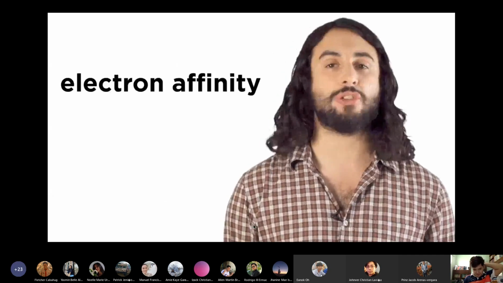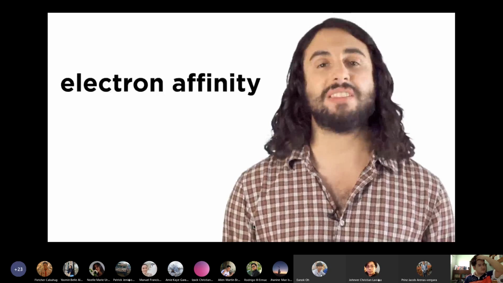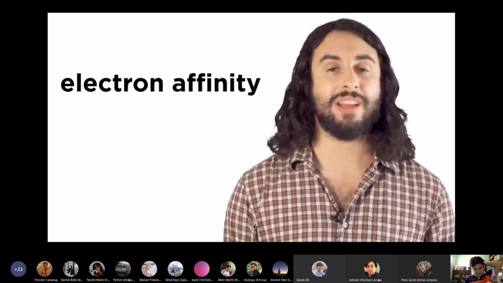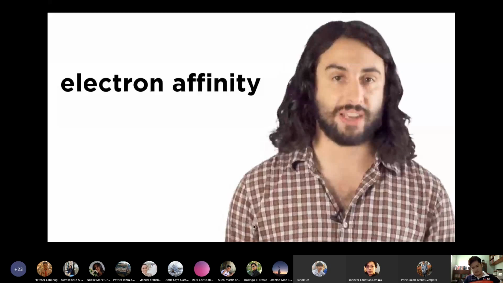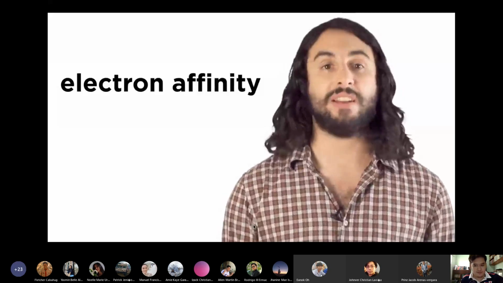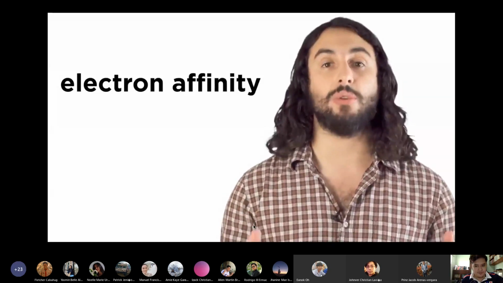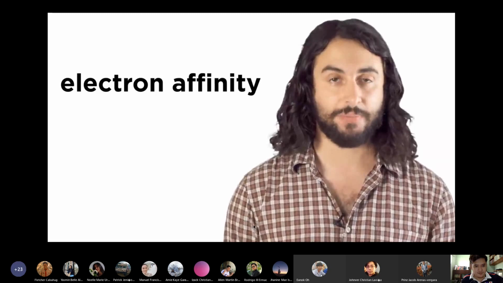Next, we will look at electron affinity. This is exactly the opposite of ionization energy, since ionization energy is how much energy you need to remove an electron, and electron affinity tells us how much an atom wants to gain an electron.